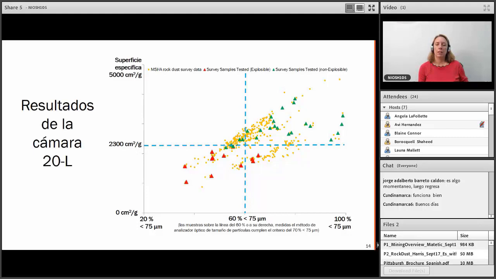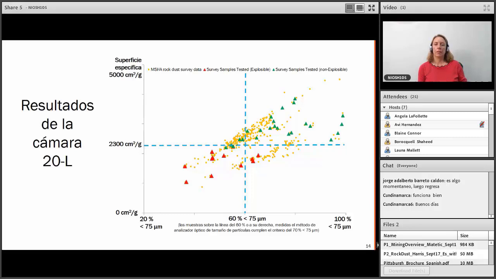Samples that are to the right of the vertical line meet the size definition. But if you notice in the lower right quadrant are three red triangles. These are samples that did not inert in our 20 liter chamber.